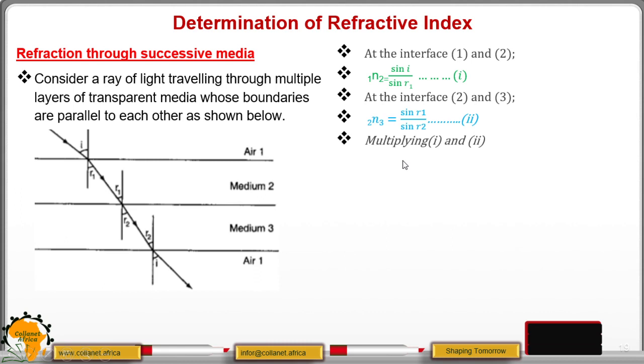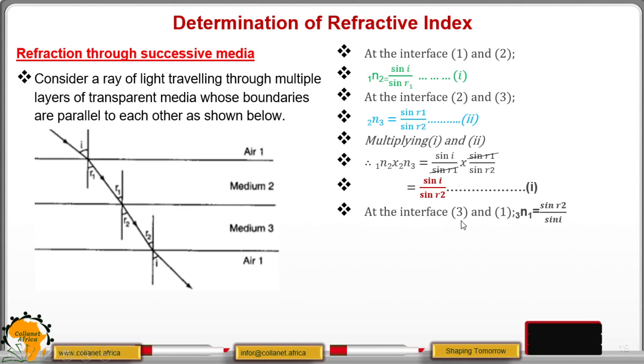Multiplying these two equations, you get the refractive index of medium 2 with respect to medium 1 multiplied by refractive index of medium 3 with respect to medium 2 will be the sine I over sine R1 multiplied by sine R1 over sine R2. These two terms are common, so they cancel one another. And when they cancel, you are left with the sine I over sine R2.